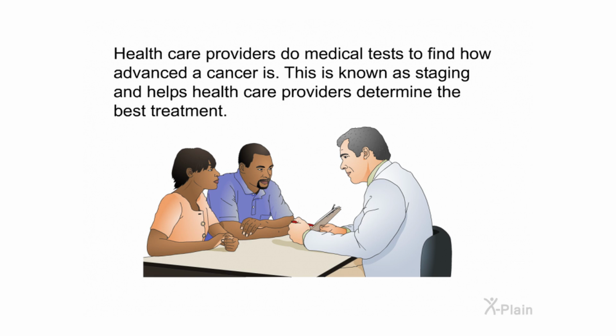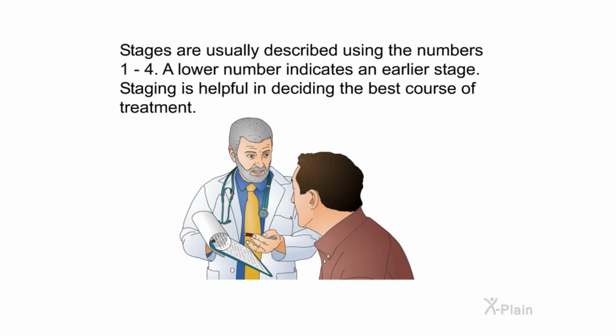Staging. Healthcare providers do medical tests to find out how advanced a cancer is. This is known as staging, and helps healthcare providers determine the best treatment. Stages are usually described using the numbers 1 through 4. A lower number indicates an earlier stage. Staging is helpful in deciding the best course of treatment.